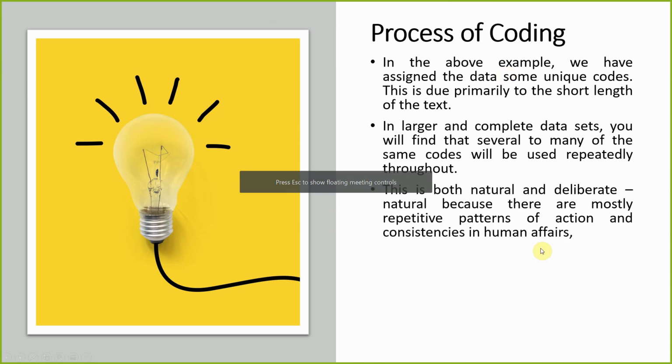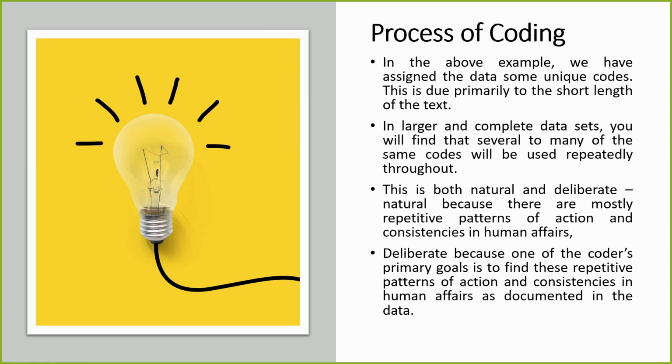This is both natural and deliberate. Why is it natural and why is it deliberate? Natural because there are mostly repetitive patterns of actions and consistencies in human affairs. If you are in a single system, if you are working as a TTS professor, or as a university lecturer in a university, you will have a certain perception about university social responsibility, and more or less the same perception, or maybe to a certain extent a different perception, will be shared by different lecturers. So there will be a certain amount of repetition.